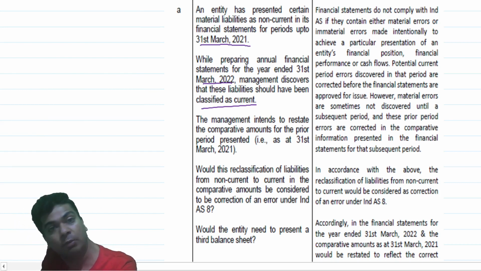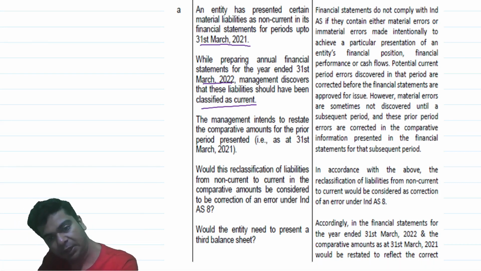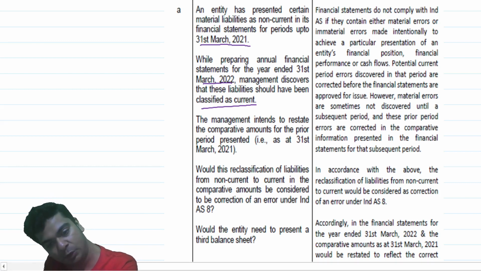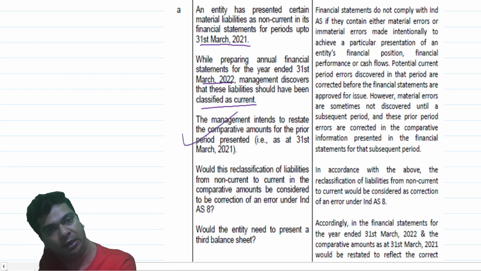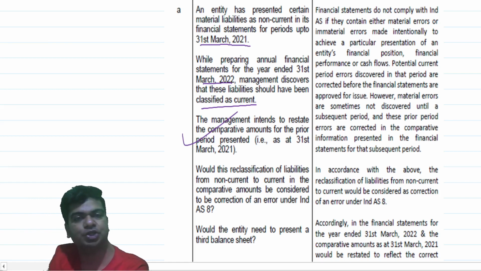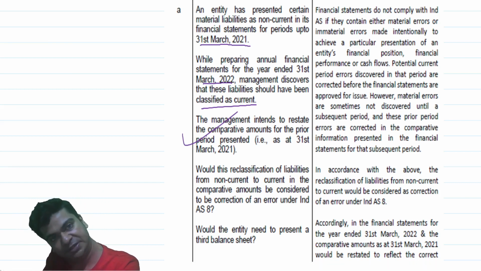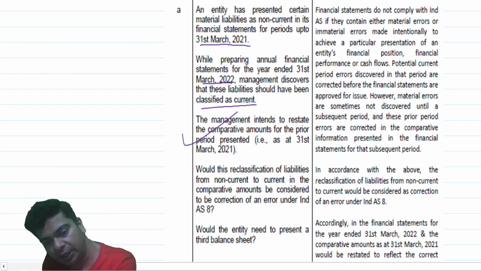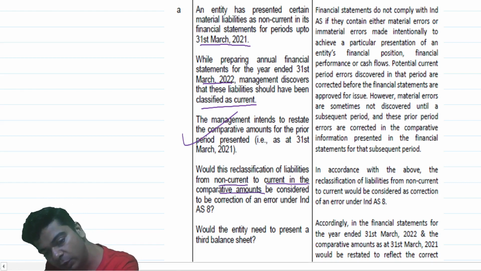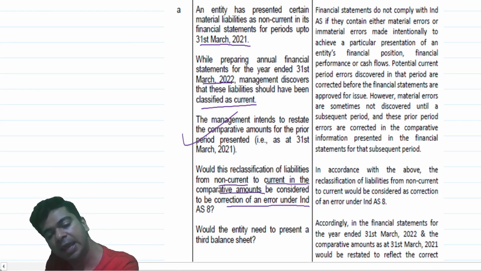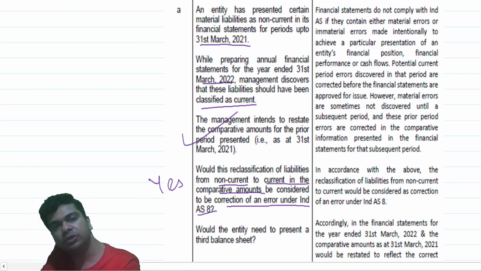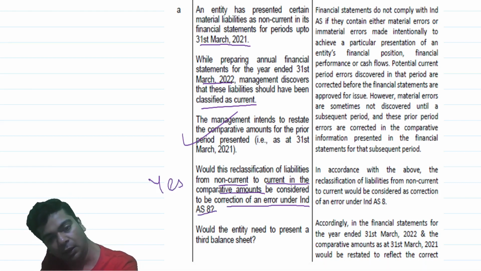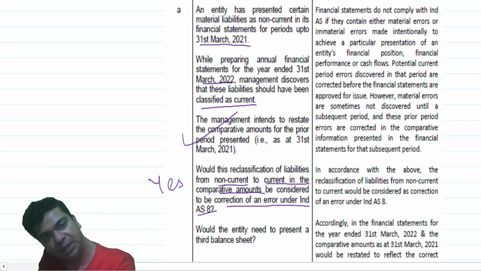And the effect of the error obviously will be given retrospectively. They say the management intends to restate the comparative amounts for the prior period presented, that is 31st March 2021. We absolutely agree with this. As you will do the reclassification in the current year, it will also have its bearing on the previous year. Previous year effect I'll give in the comparatives. Okay. Would this reclassification of liabilities from non-current to current in the comparative amounts be considered to be a correction of an error under Ind AS 8? Our answer to this question will be yes. It is indeed an error that was committed in the previous year and we are rectifying it. We will treat it as a prior period error.